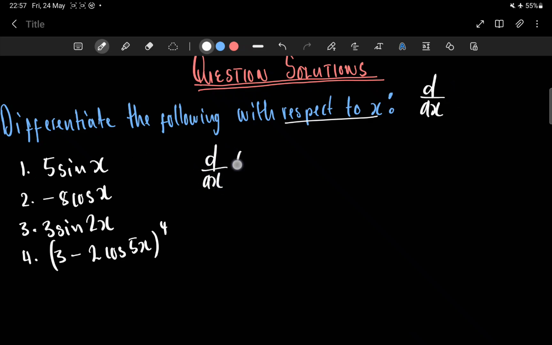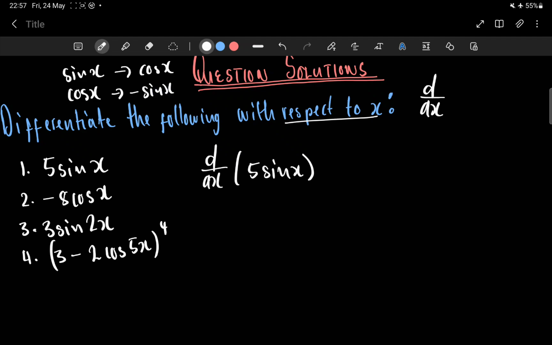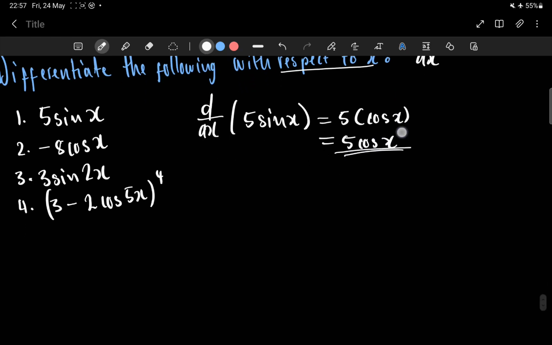d dx of 5 sine x. Now remember, the derivative of sine x is cos x, and the derivative of cos x is negative sine x. So the derivative: 5 is just a number, so it'll be outside. What's the derivative of sine x? It is cos x. So it'll be equal to 5 cos x. That's going to be a solution.